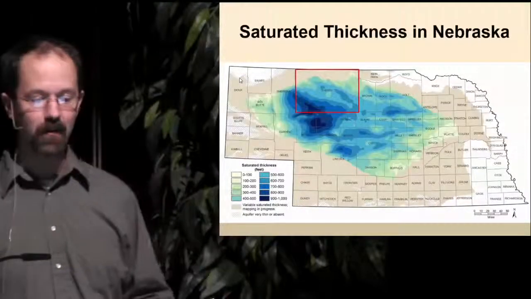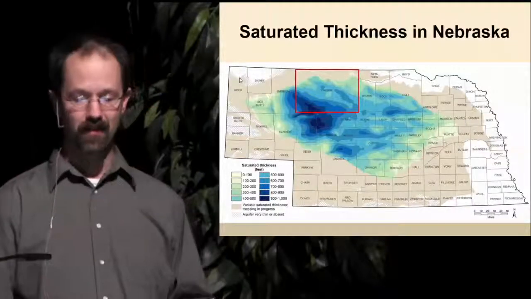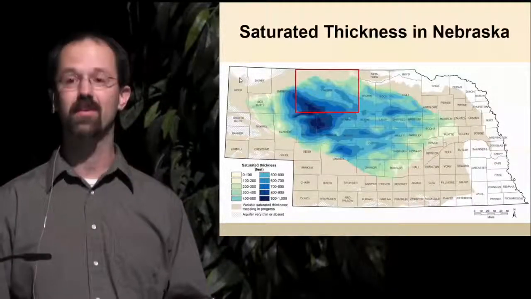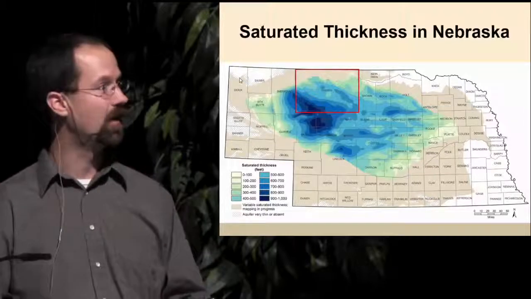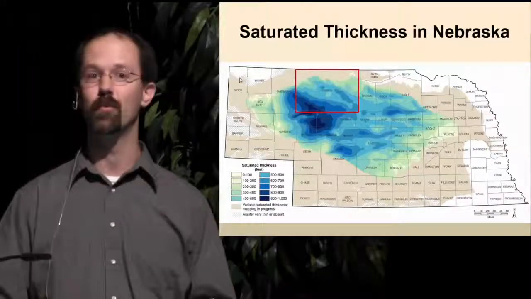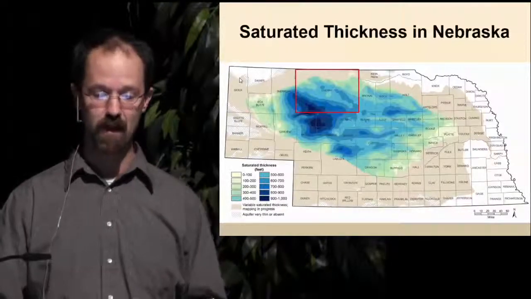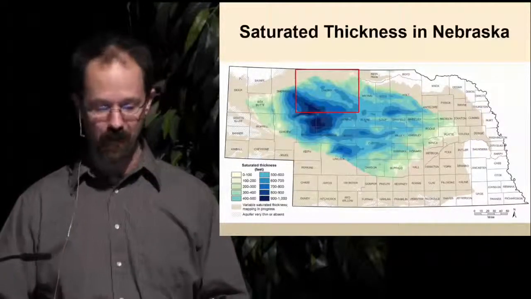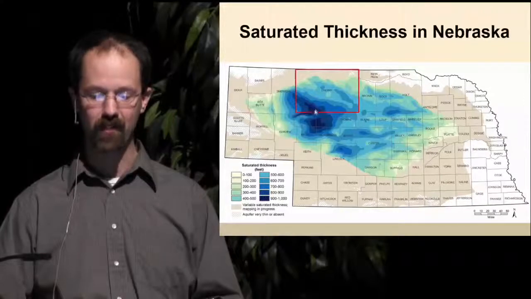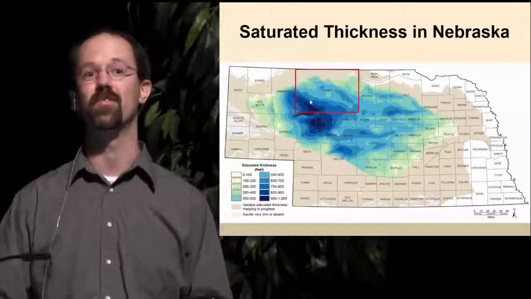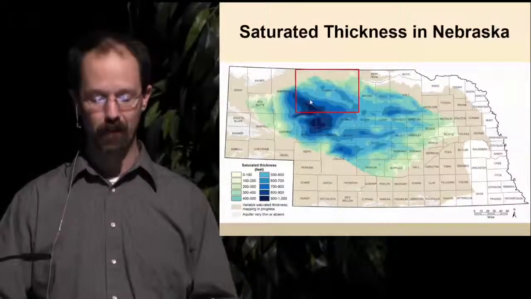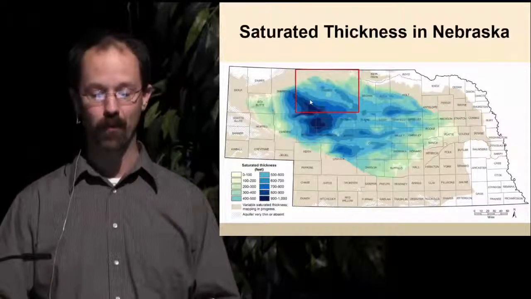If we look at Cherry County alone in Nebraska, this is a saturated thickness map of Nebraska. This is a map that we're currently working on. The brown areas certainly do have saturated thicknesses, they're just not mapped yet. Parts of Cherry County down in the southern border here have 1,000 feet of saturated thickness. So it's 1,000 feet of sediments that are completely saturated with water.